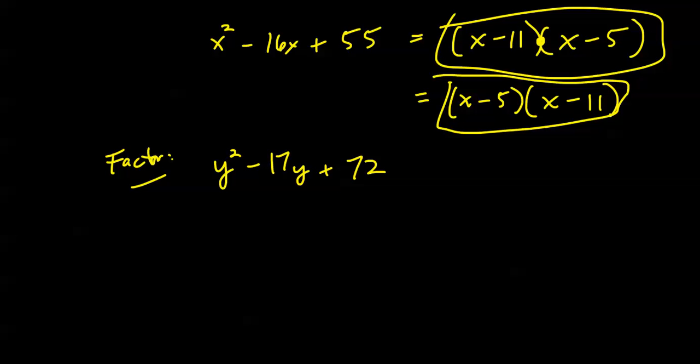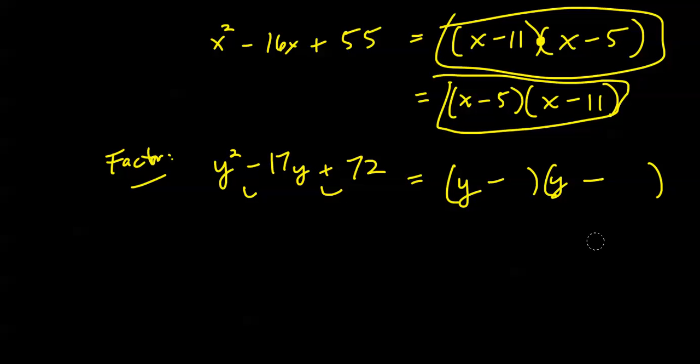Alright, here, this one, somewhat similar to the one above. I'm going to try to break it down into a product of binomials, and again, it's basically a trial and error process. The first terms in the binomials have to be y and y. This sign is positive, means the signs in between are the same. This sign is negative, that means they both must be negative. Alright, so I'm going to have y minus something times y minus something.